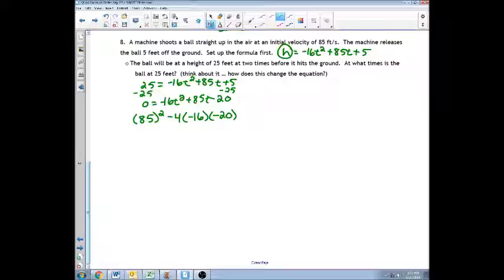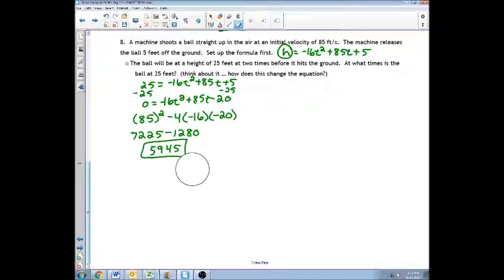85 squared is going to get me 7,225. Negative 4 times negative 16 times negative 20 is going to get me negative 1,280. If I subtract those two, my discriminant is going to be 5,945. So I can just now take this 5,945 and plug it in for my number that is underneath my square root. Okay? So I'm going to use the quadratic formula to figure out t, which is my time.